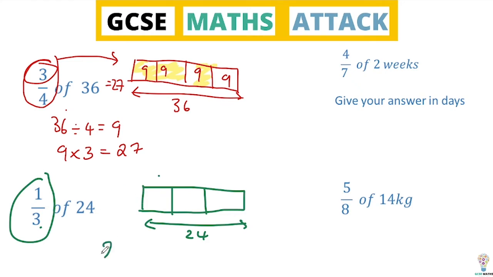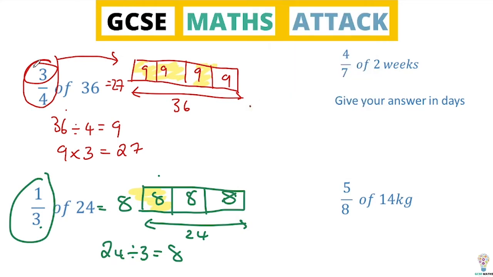pieces. So I'm going to do 24 divided by 3, which gives me 8. So each piece is worth 8. I'm going to shade in one of the pieces. So that gives me 8. So 1/3 of 24 is 8. Now this is one of the methods that you can use.